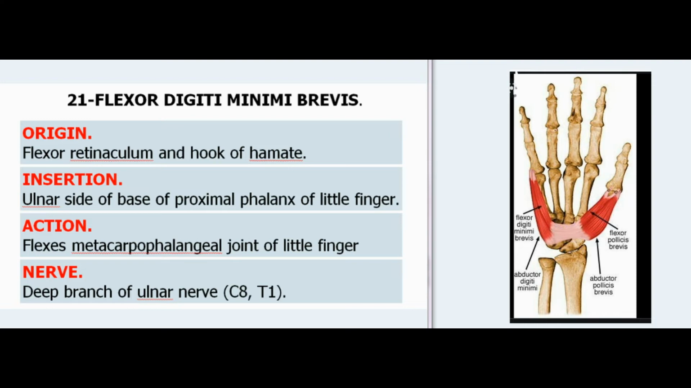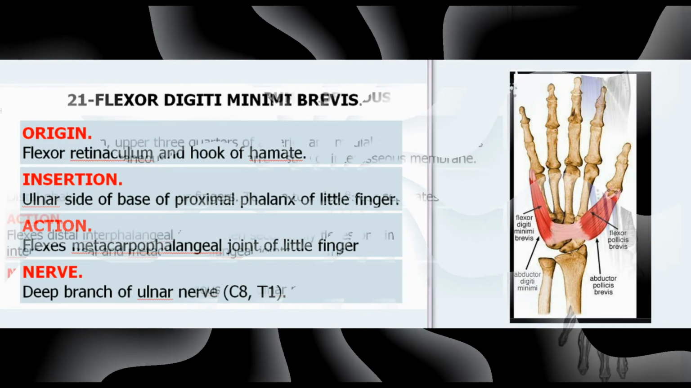Action. Flexes metacarpophalangeal joint of little finger. Nerve. Deep branch of ulnar nerve, C8, T1.